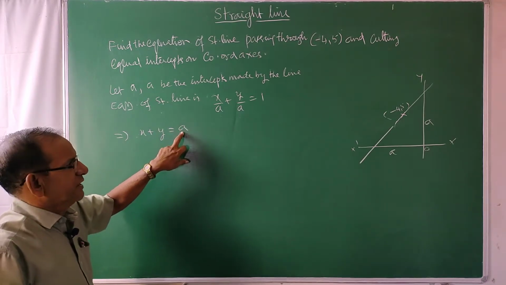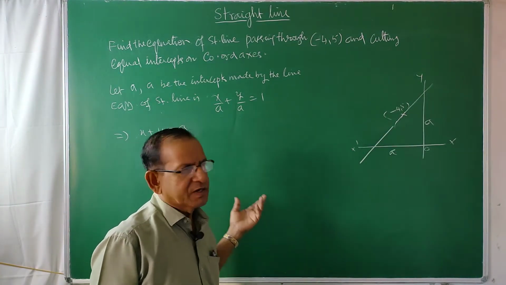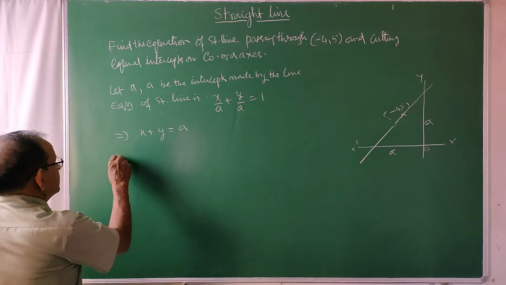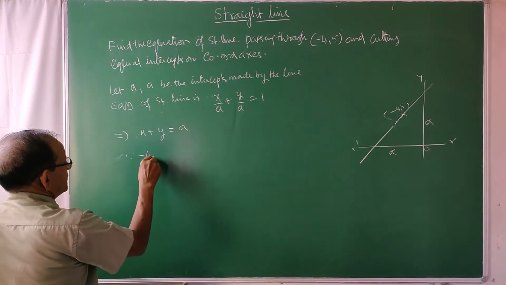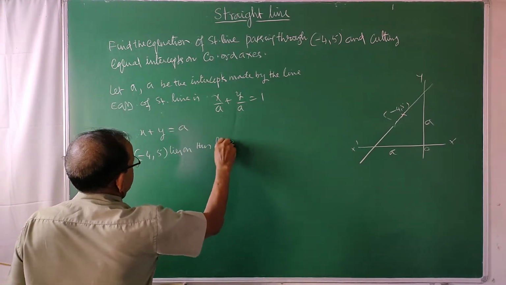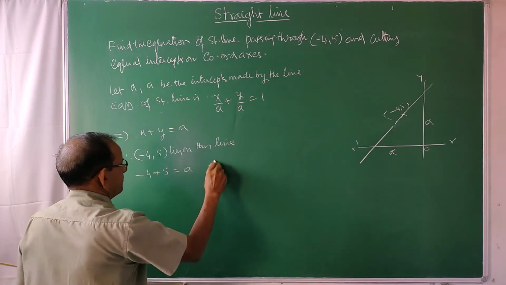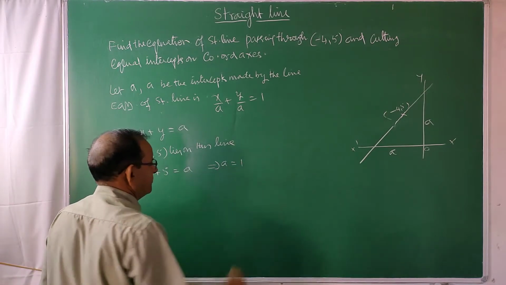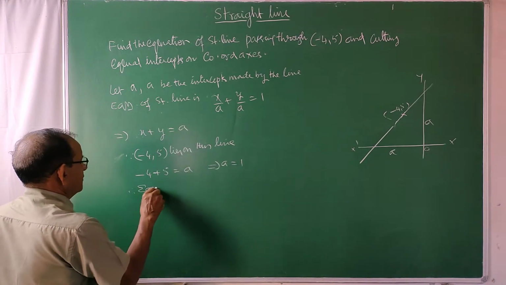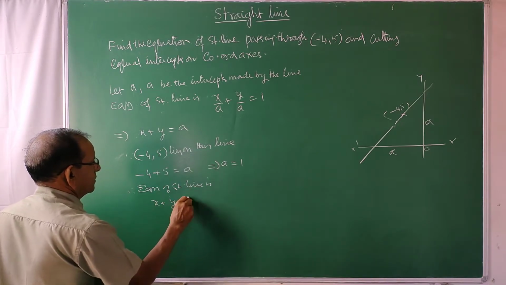Now to get the value of a, a point is given on that line, that is (minus 4, 5). Substitute that point, because this line is passing through that point, you can substitute minus 4, 5 for x and y. That implies since (minus 4, 5) lies on this line, let us substitute: minus 4 plus 5 is equal to a. That implies a is equal to 5 minus 4, that is 1. So a is equal to 1. In this place you can write a is equal to 1. Therefore, equation of straight line is x plus y is equal to 1.